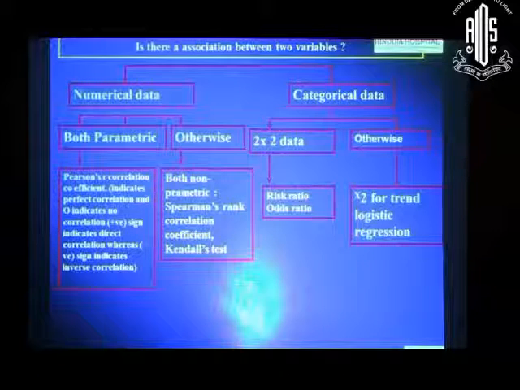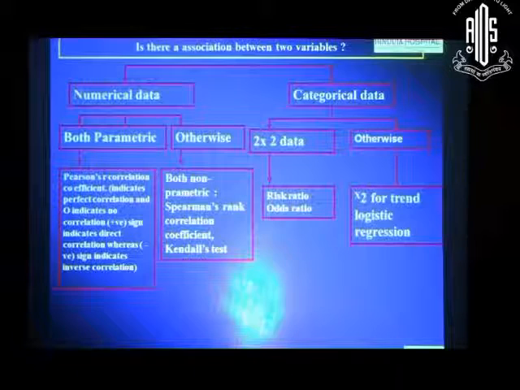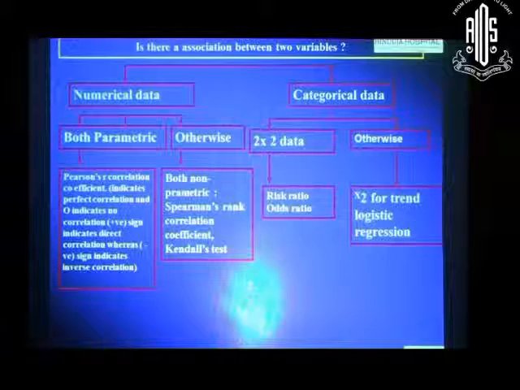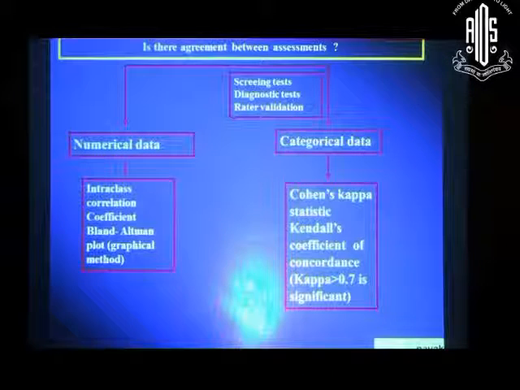2 by 2, if categorical data, if 2 by 2, then risk ratio, odds ratio. If more than 2, then chi-square trend, logistic regression. So just understand this table again, try to understand. Now here, what mistakes do people commit? I think I'll go to the next one, then I'll come back to this.